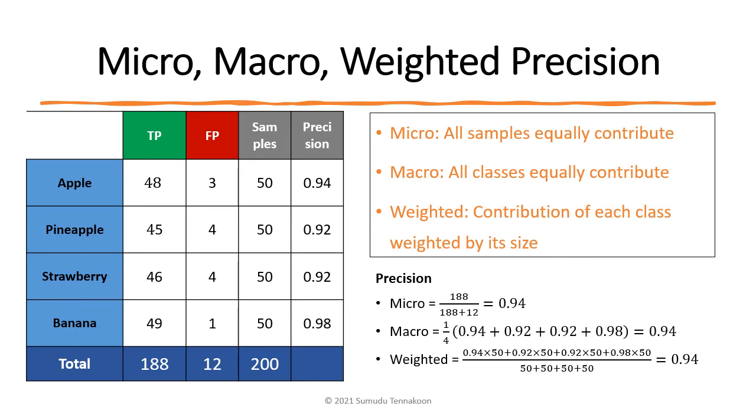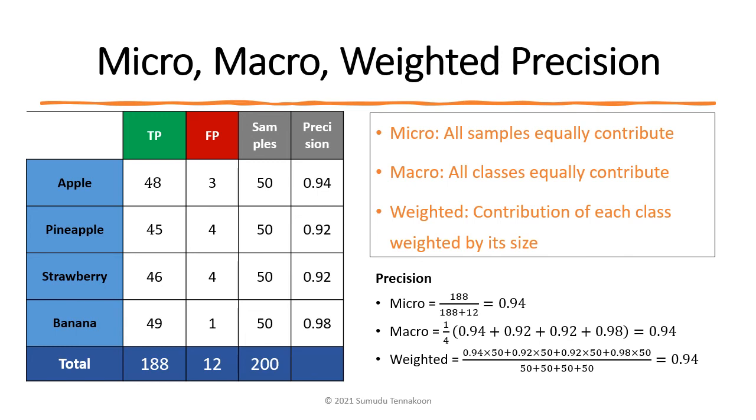If we compute the micro average, we have altogether 188 as the total number of true positive values, and the total number of false positive values is 12. We already discovered this from the previous slide. And if you compute it, the micro average precision is 0.94.